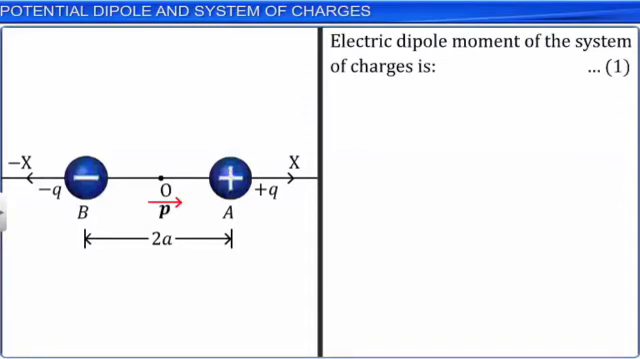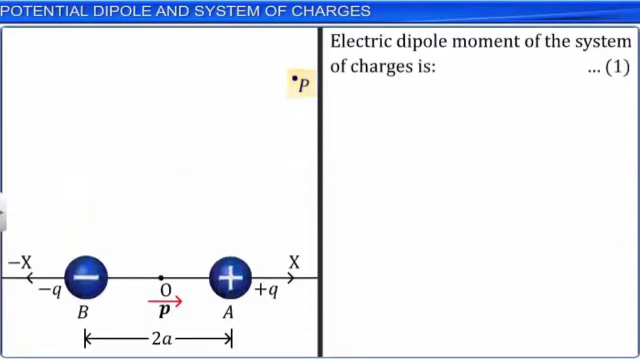Consider a point P in the electric field of the dipole in free space, at a distance r1 from the charge +Q, and distance r2 from the charge -Q. The net electric potential at point P due to the electric dipole is equal to the algebraic sum of the electric potentials due to the charges +Q and -Q of the dipole.